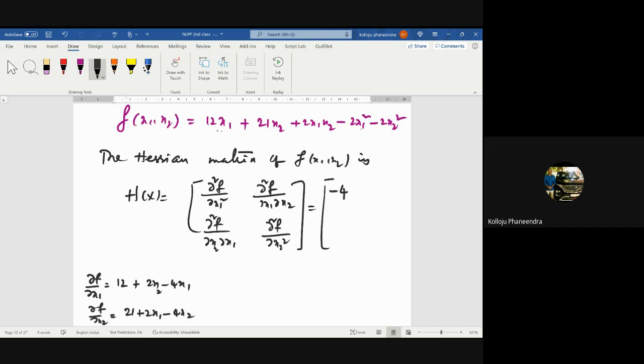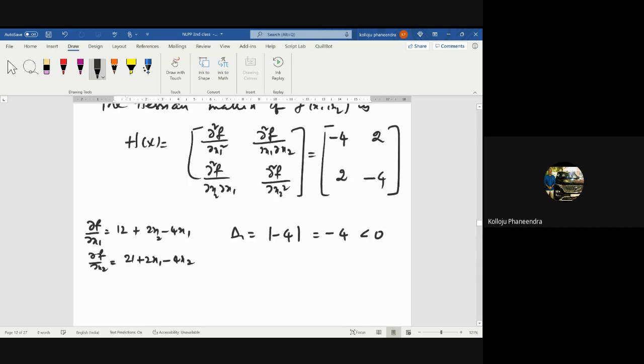And dou f by dou x2 is 21 plus 2x1 minus 4x2. Now dou square f by dou x1 x2 is 2, dou square f by dou x2 x1 is 2, and with respect to x1 square it is minus 4, and with respect to x2 square it is minus 4. Done. Now, what is the first principal minor? Delta 1 is the determinant, minus 4, negative. Not mod 4, this is a determinant. Delta 2 is the determinant of the 2 by 2 matrix: 16 minus 4, that is 12, greater than 0.